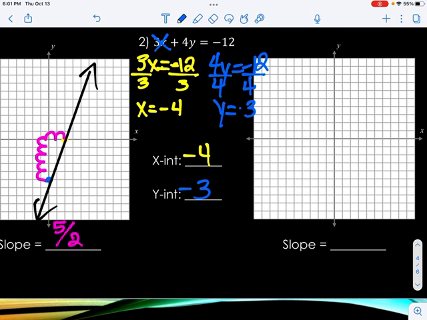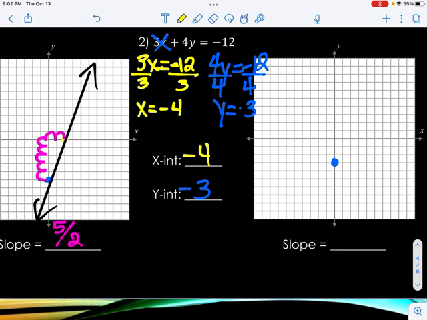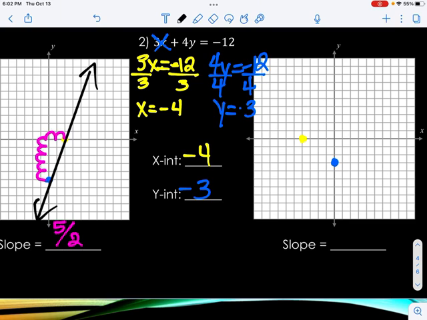So now I come in here and I go to graph it. My y is negative 3, so I put my y-intercept down. I come back. My x-intercept is negative 4. Then I'm going to connect those. And there is my line.